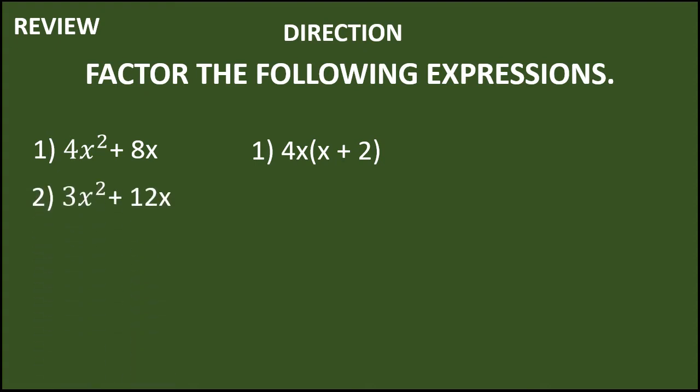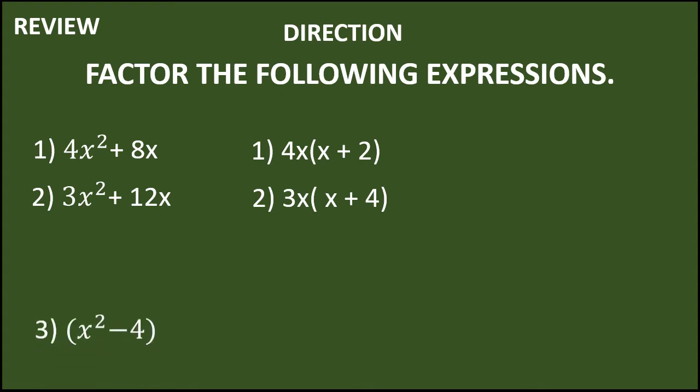Let's have number 2. In number 2, we have 3x squared plus 12x. Again, we have to get the GCF, or the greatest common factor. We have 3 and 12. The greatest common factor of these numbers is 3. What about x squared and x? The GCF is x. So we have to place that outside the parentheses. So the answer will become 3x times the quantity x plus 4.